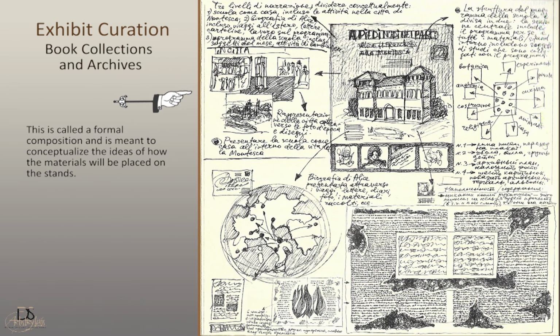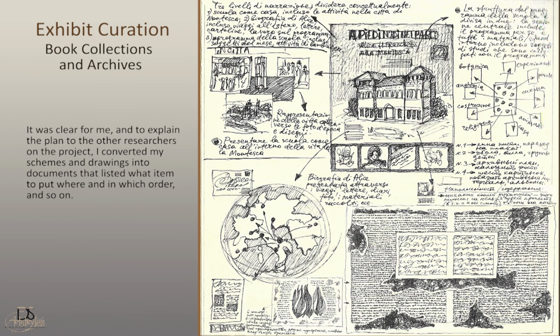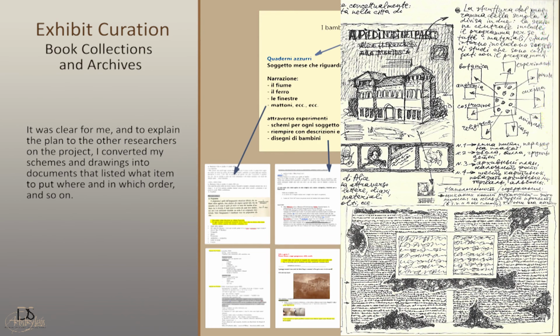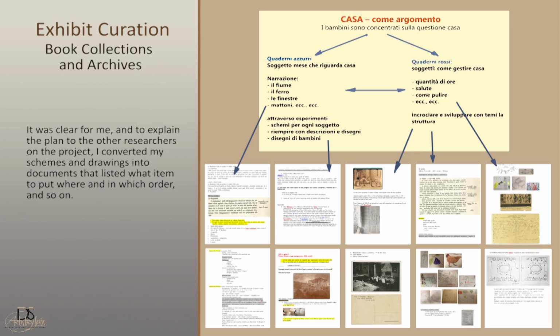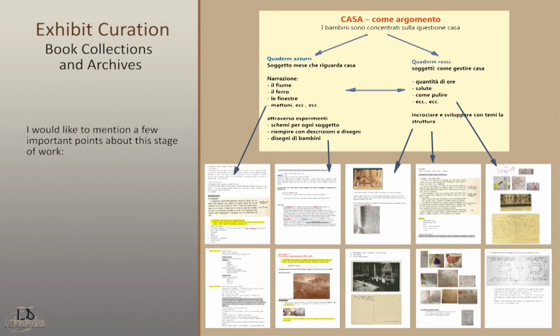This is called a formal composition and is meant to conceptualize the ideas of how the materials will be placed on the stands. It was clear for me, and to explain the plan to the other researchers on the project, I converted my schemes and drawings into documents that listed what item to put where and in which order, and so on. I would like to mention a few important points about this stage of work.